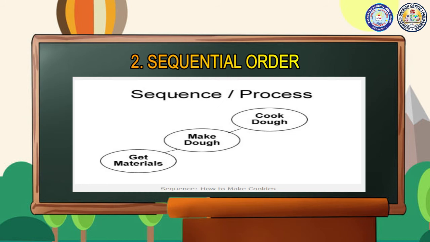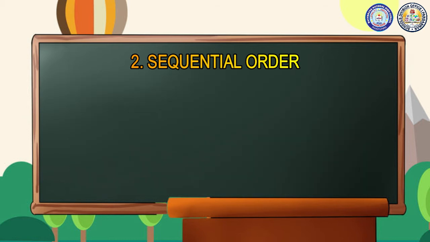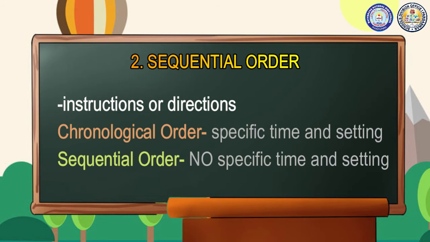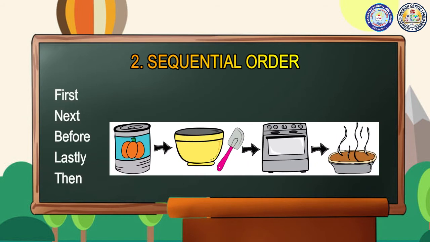Sequential order, or process writing as it is sometimes called, is when information in a passage is organized by the order in which it occurs. This method of organizing text is generally used for instructions or directions. Sequential organization is frequently confused with chronological order. Texts organized chronologically occur at a specific time and setting, whereas texts describing processes or sequences do not occur at any specific time and place. Signal words for this structure are first, next, before, lastly, and then.